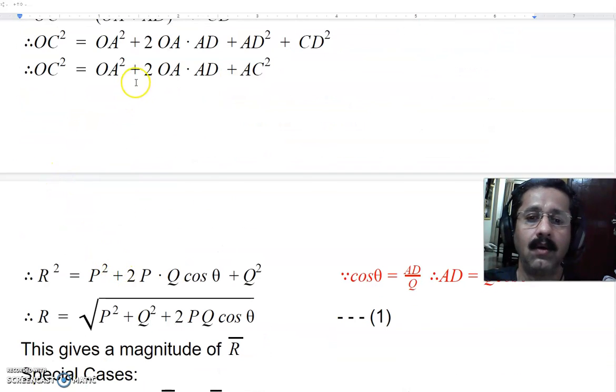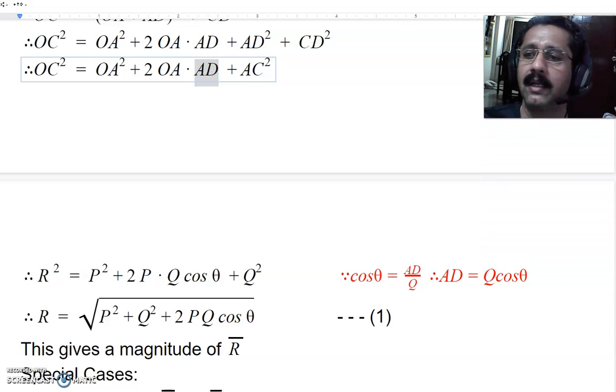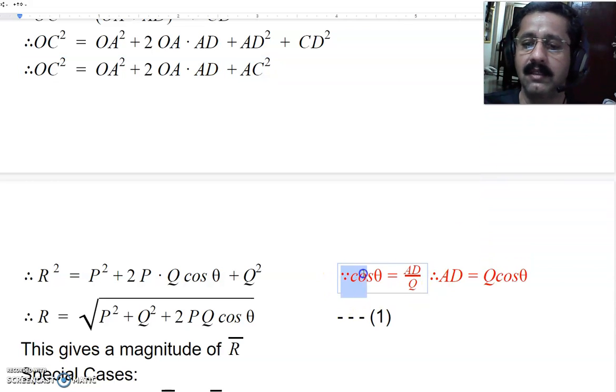OA is equal to P. So this will be P squared plus 2P into Q cos theta. Instead of AD, I am writing it as Q cos theta. How am I writing that AD as Q cos theta? I have written its mathematical reasoning in red here.